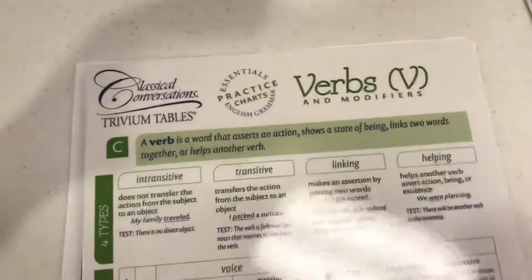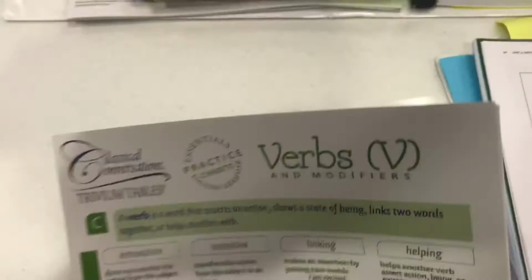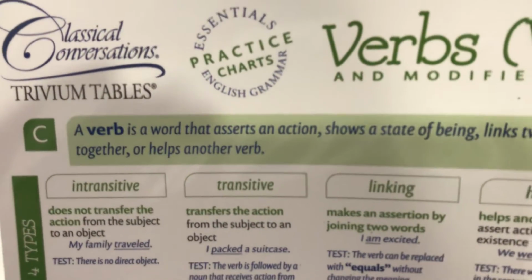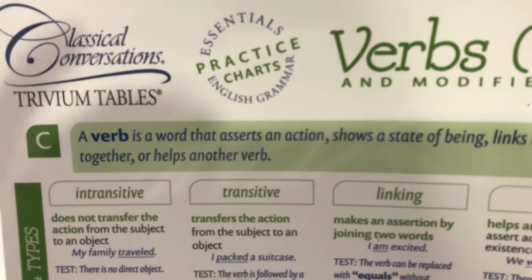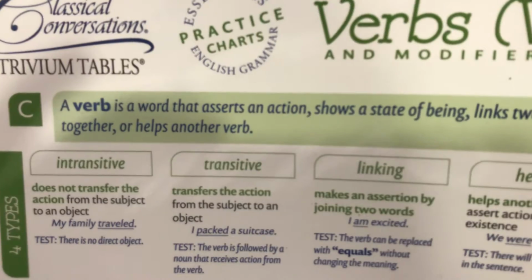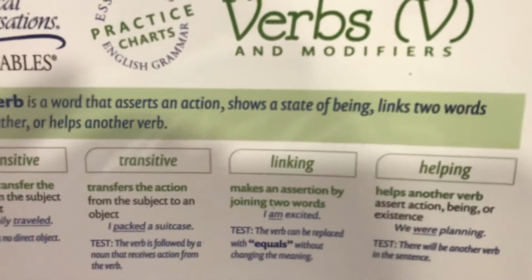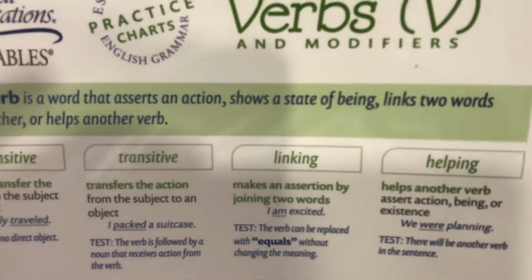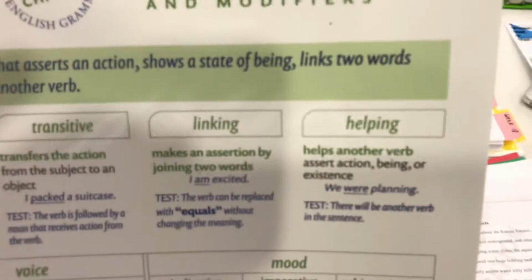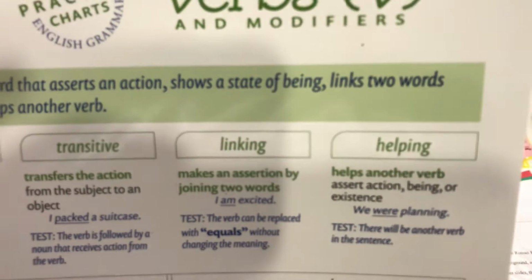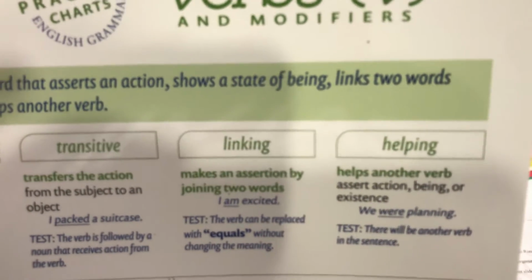and then however much you can memorize if you're a first year, the 4 verb types. Intransitive does not transfer the action from the subject to an object. Transitive does transfer the action. A linking verb, we made our little hands like linking chains, makes an assertion by joining 2 words. And a helping verb, we lifted out our hands to help another verb. It helps another verb, so there's always going to be 2 when you have helping verbs.